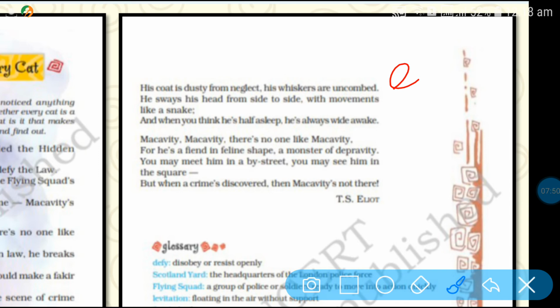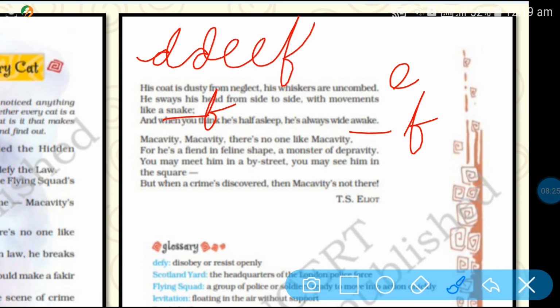He sways his head from side to side with movements like a snake. Again a different word came with a different tone. We will denote it with a different letter, F. And when you think he's half asleep, he's always wide awake. Snake, awake, F. So the rhyming scheme of the third stanza stands as D, D, E, E, F, F. Now coming to the last stanza.